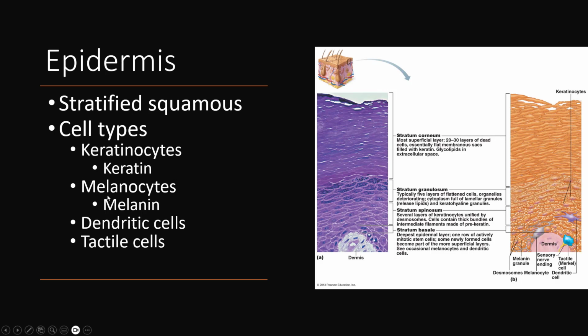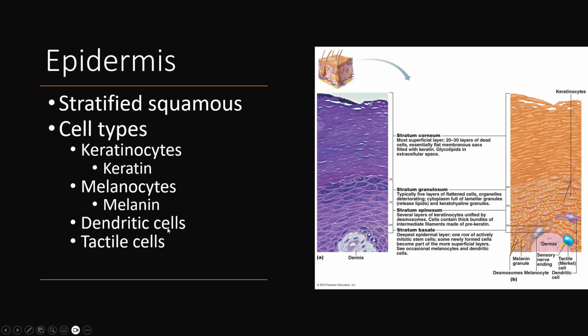Next, we have melanocytes. Melanocytes are cells that make the protein melanin. Melanin is a pigment. It's one of the pigments that gives our skin its color. It's the primary contributor to skin color.